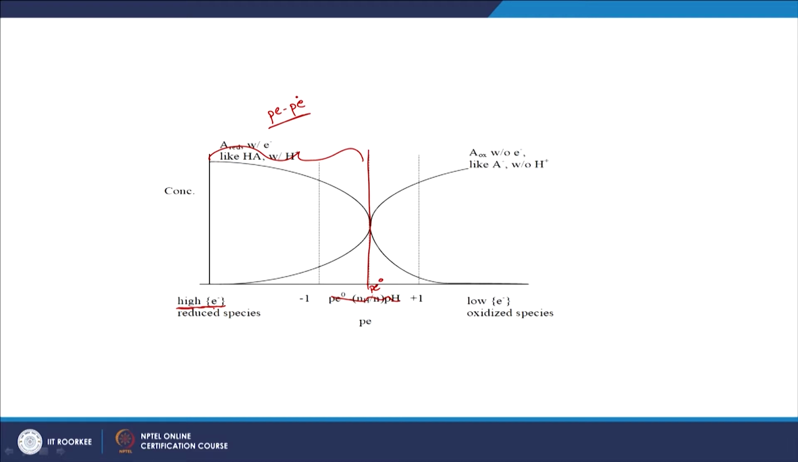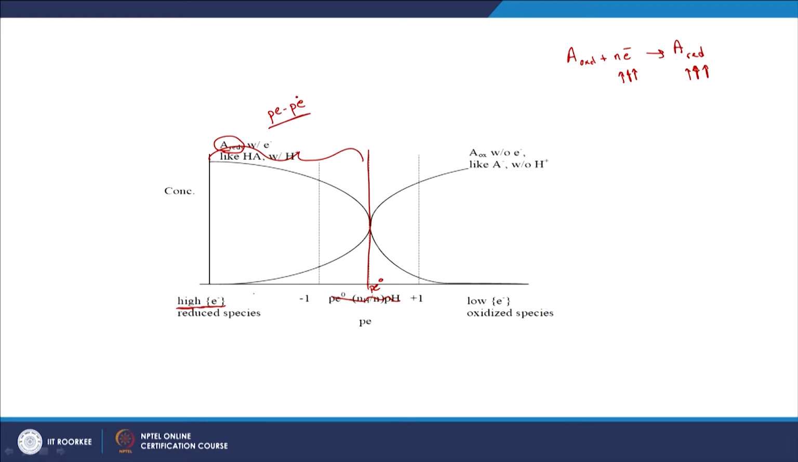These are theoretical values. So, when you have higher concentrations, what does it mean? A oxidized plus an electron goes to A reduced. So, when you have higher concentrations of these electrons, what does it mean? You will have higher concentrations of the reduced forms. That is what you see here, as in the A reduced form predominates when Pe is less than Pe naught.